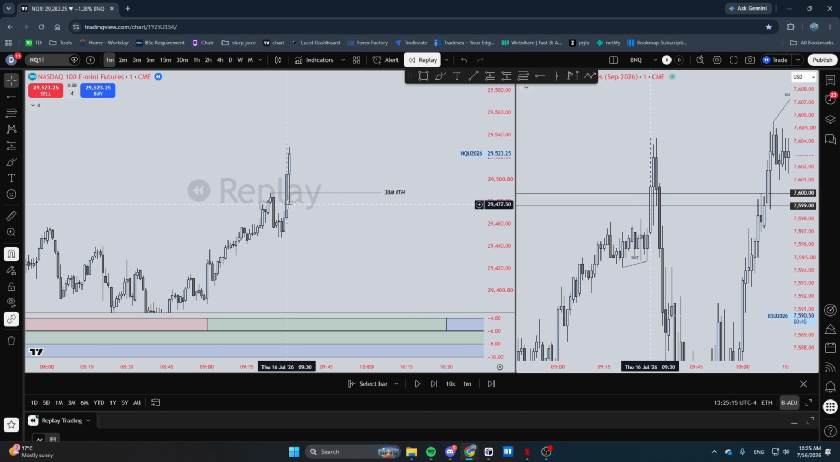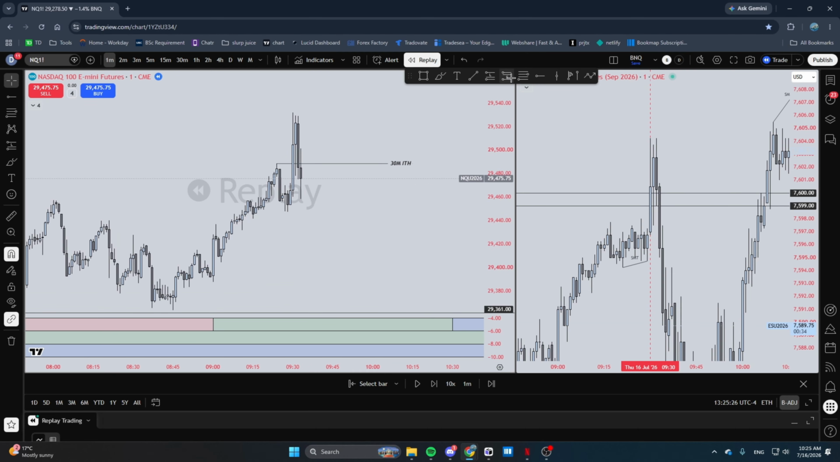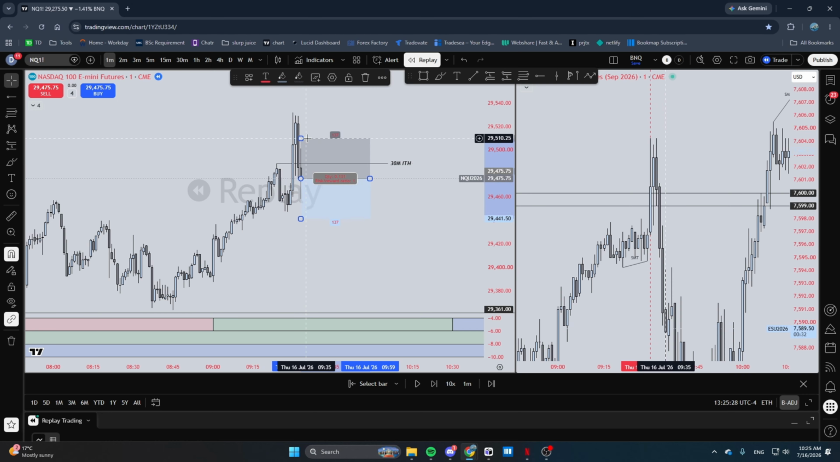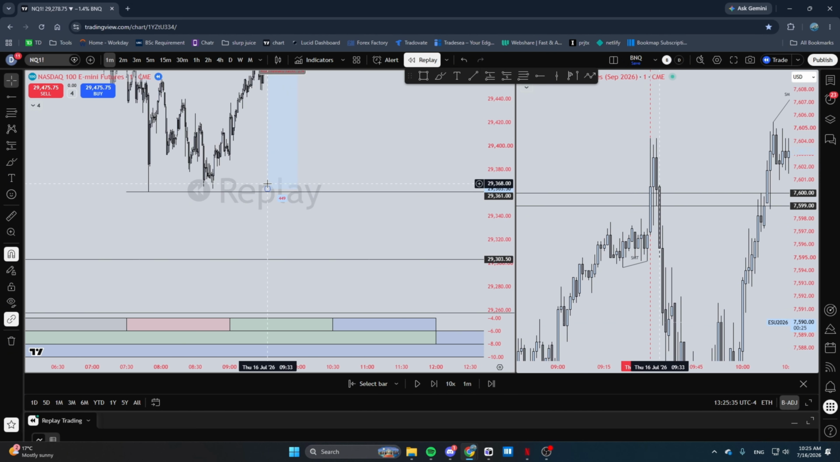We actually print a 1-minute fair value gap right here. And the way that I traded, I actually took a pretty different entry to most people because they wait for the inversion, but I took this entry. So I entered right here with stop at the body, targeting, I believe, this low, but my overall drawn liquidity was Asia low, so it's fine if you targeted that.